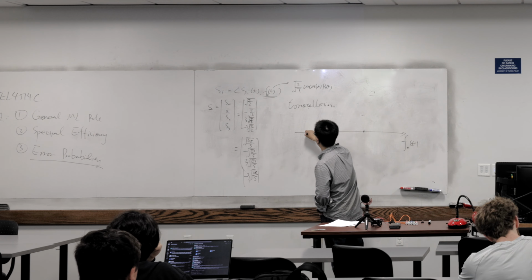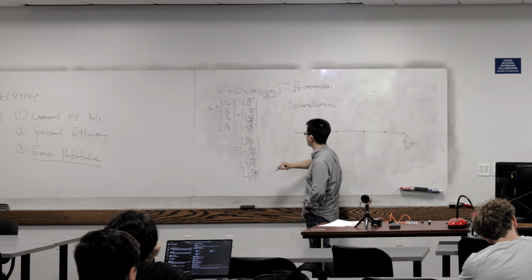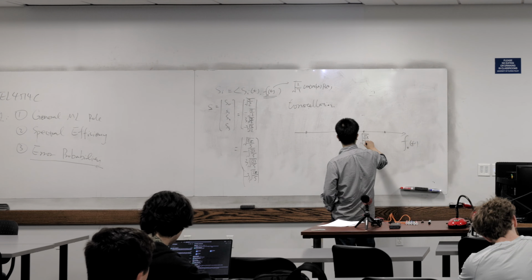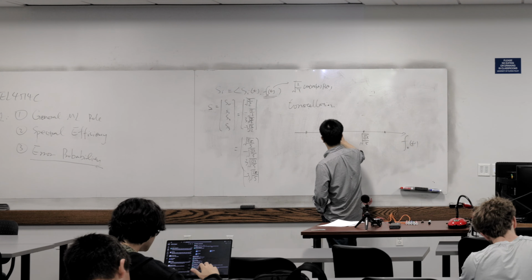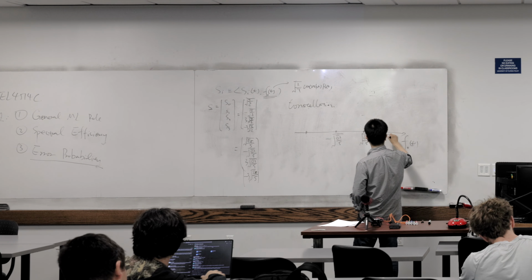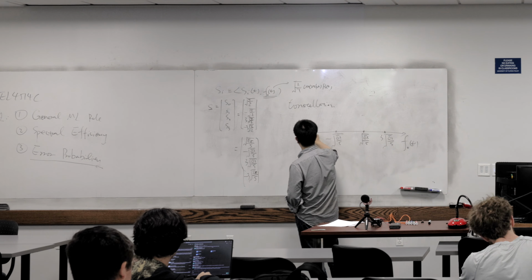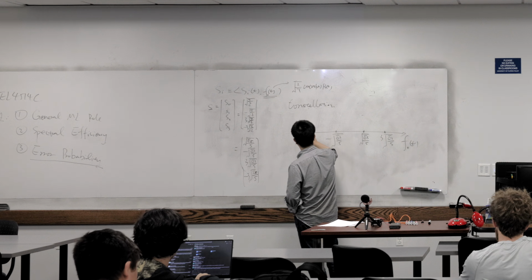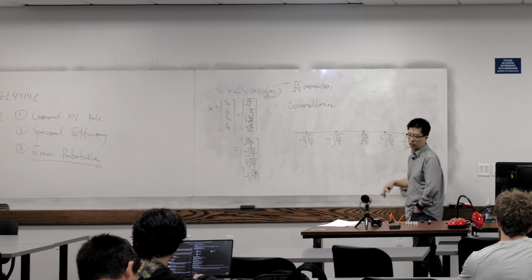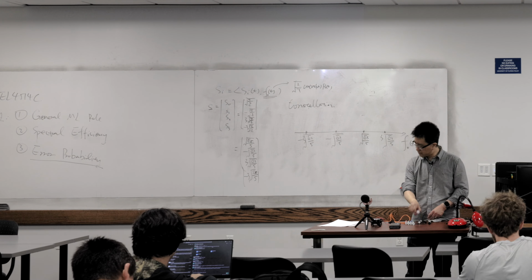So after the projection, our first point is this point. Basically we have square root of Es over 5, then minus square root of Es over 5, and here 3 square root of Es over 5, and here it's minus 3 square root of Es over 5. So this is our signal constellation. Okay, so now let's see the distance.